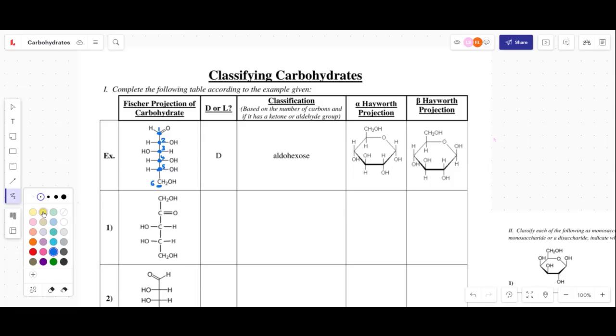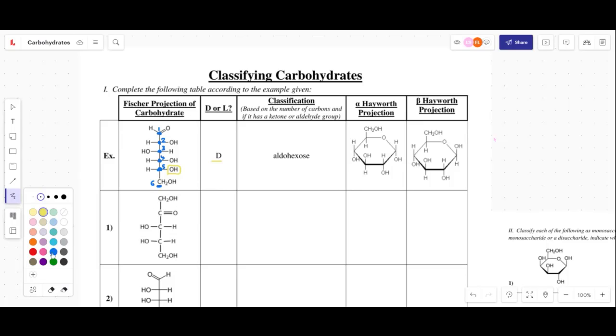As you can see, the hydroxyl on this last chiral carbon is on the right-hand side. If the hydroxyl group, the alcohol group, is on the left-hand side, that would be an L sugar. But since it's on the right-hand side, it's a D sugar.